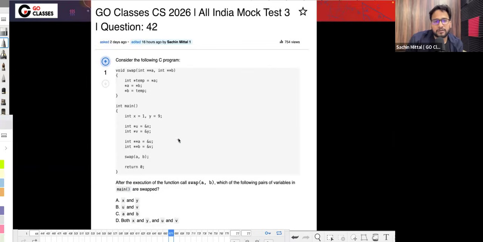Now let's see this question. This was a little interesting question, in the sense that it is asking which values are getting swapped. Okay, x, y, u, v, a, b, and so on. So here u and v are pointing to x and y. So basically this is x, this is y. Okay, this is u, this is v. U and v are pointing to x and y.